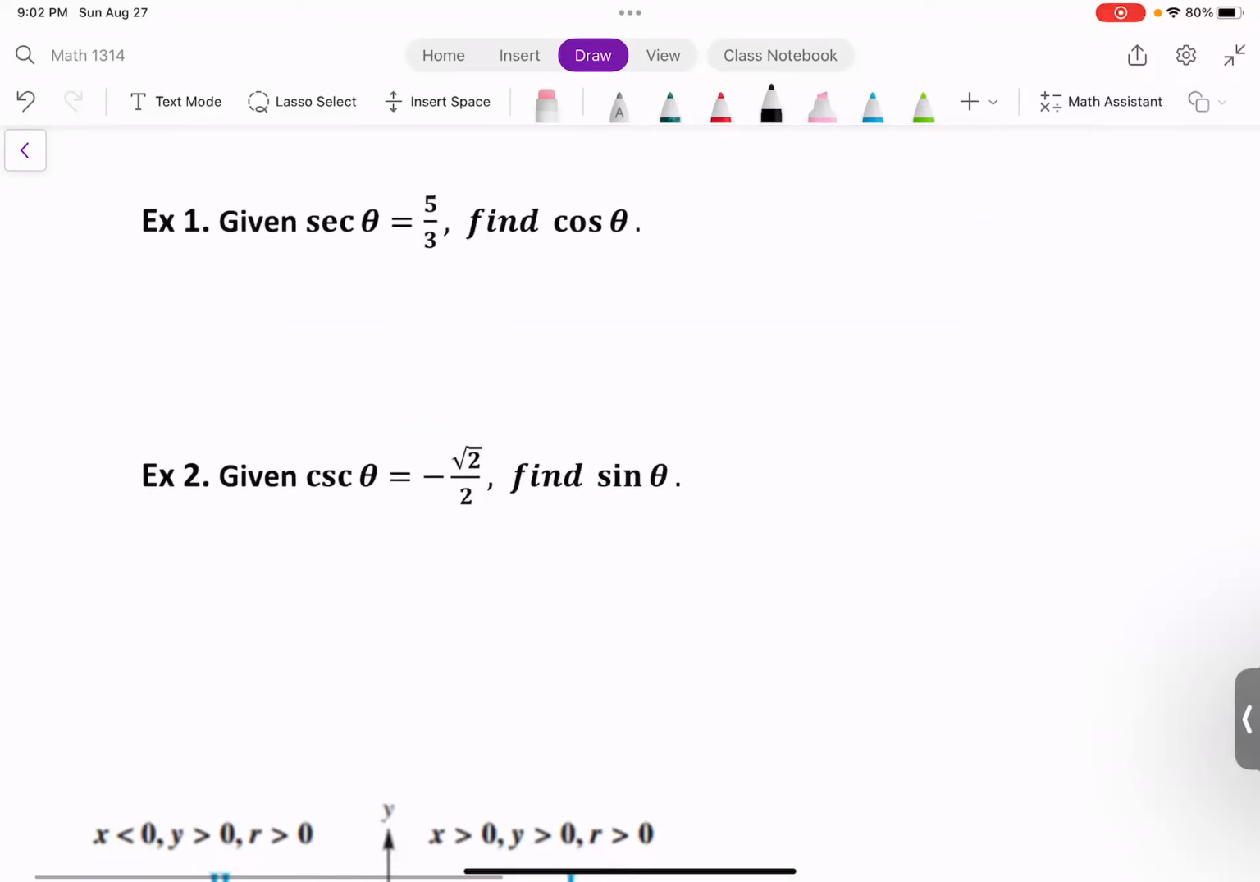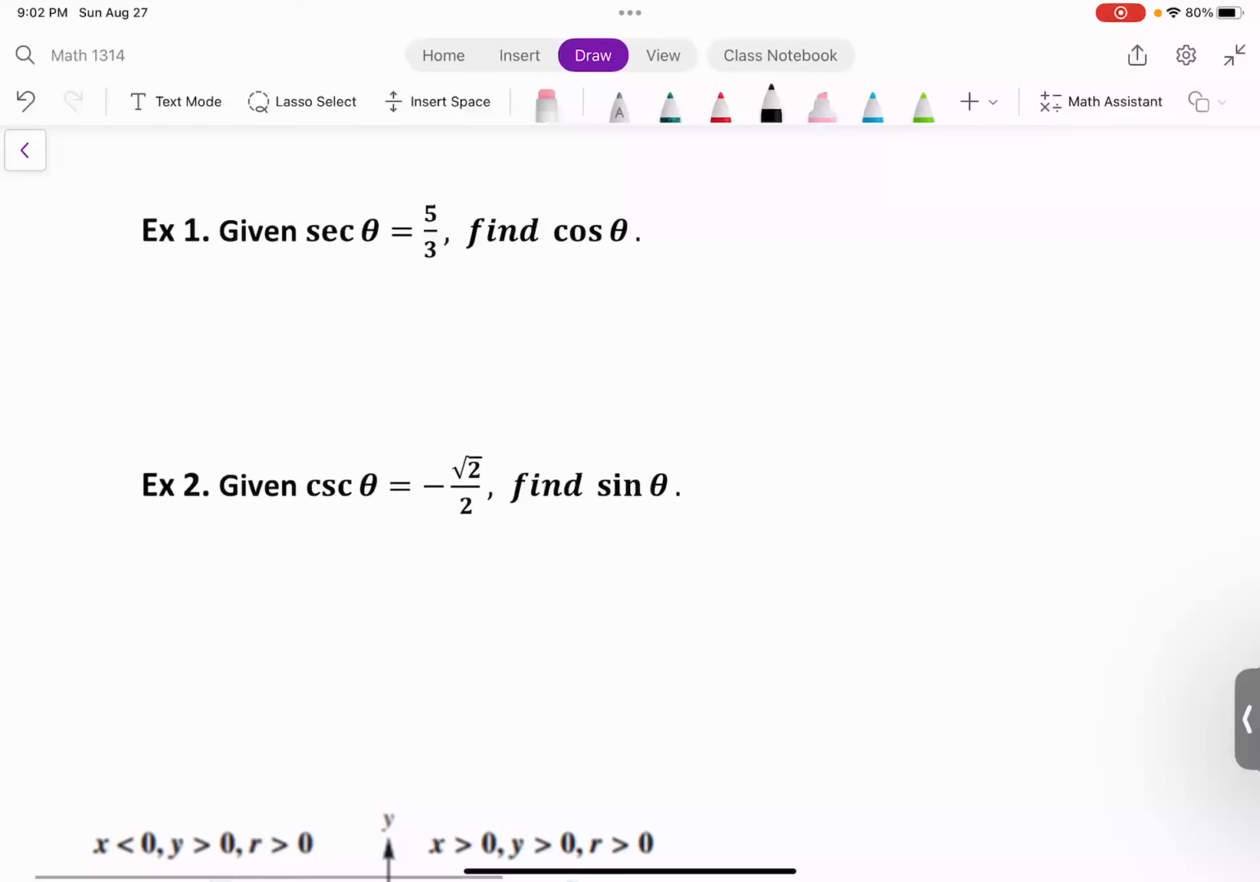Example 1: given secant theta equals 5 over 3, find cosine theta. Secant theta and cosine theta are reciprocals of each other. That means cosine theta is 1 over secant theta. I just need to swap the top and bottom, then I can find the cosine. So cosine is 3 over 5.